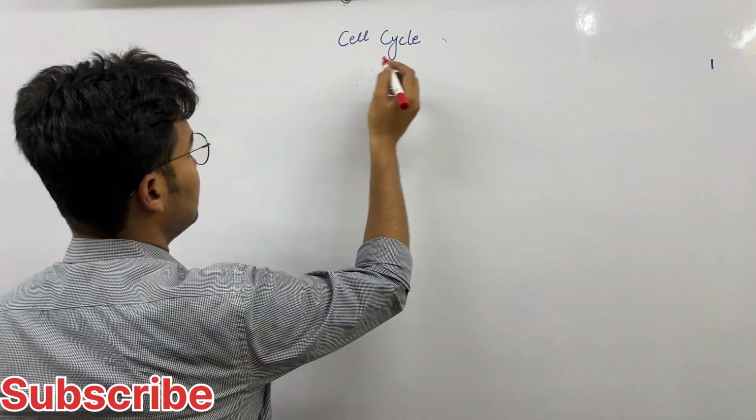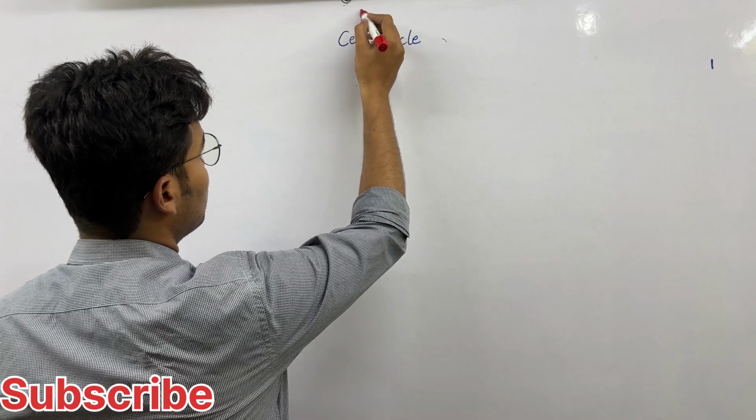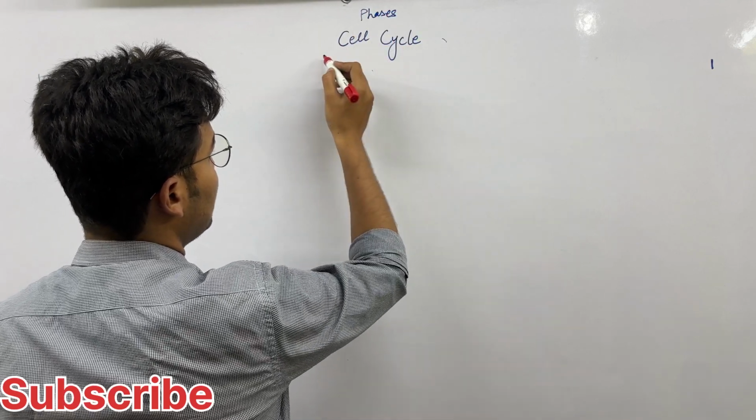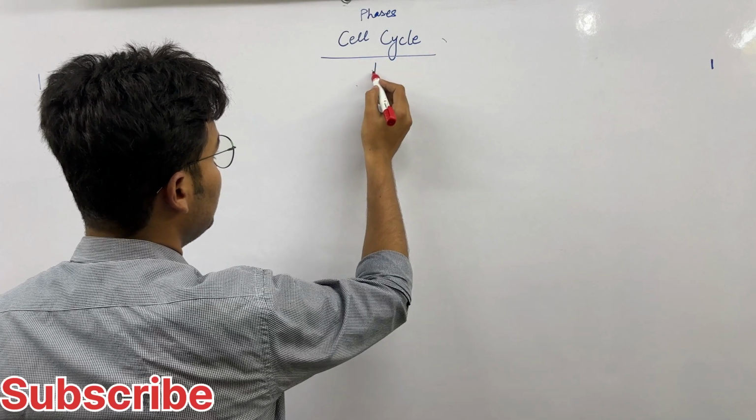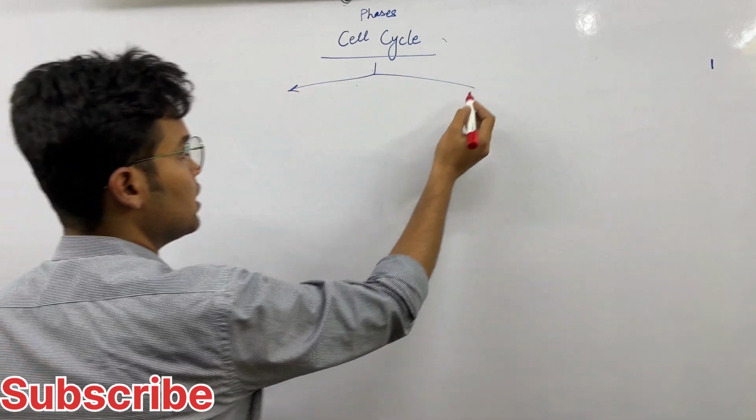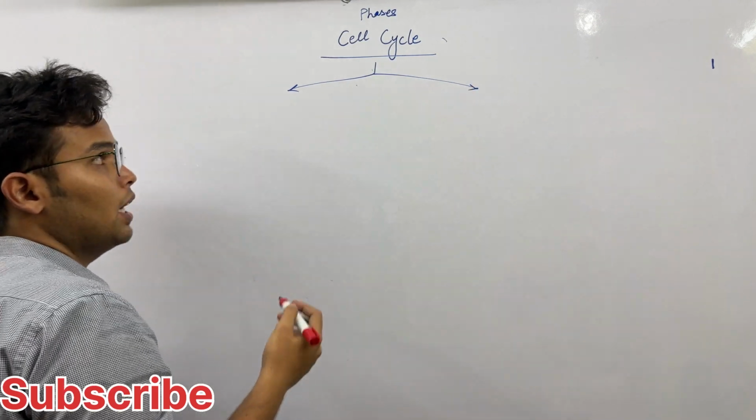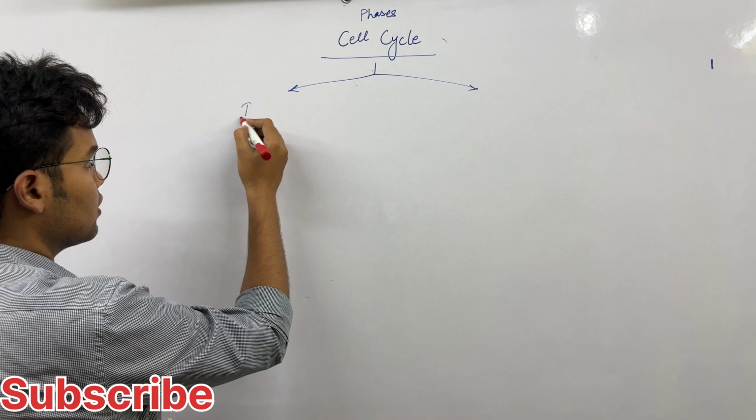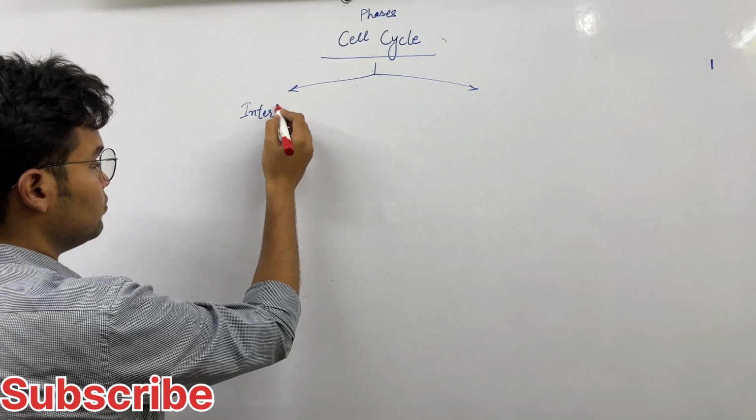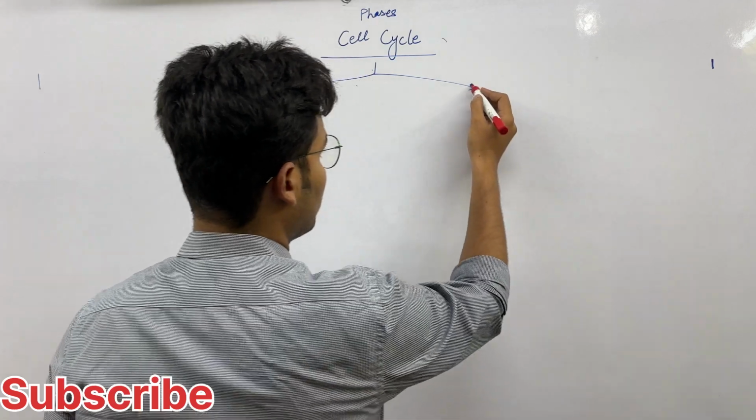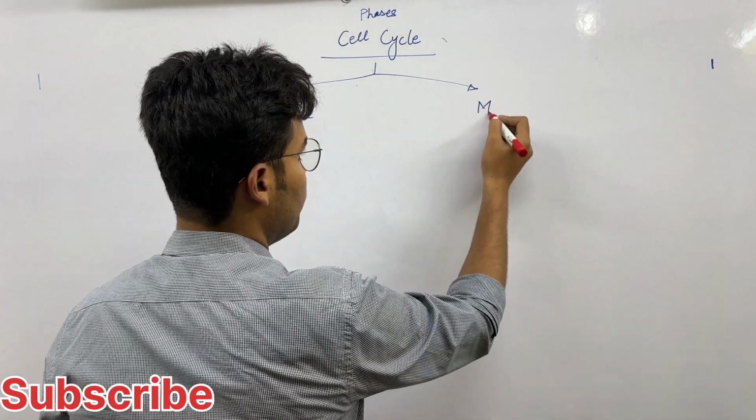So cell cycle, we are talking about phases. Phases of the cell cycle are mainly two types, or we can say the cell cycle comprises mainly two phases. The first important phase is interphase, and the second important phase is M phase.